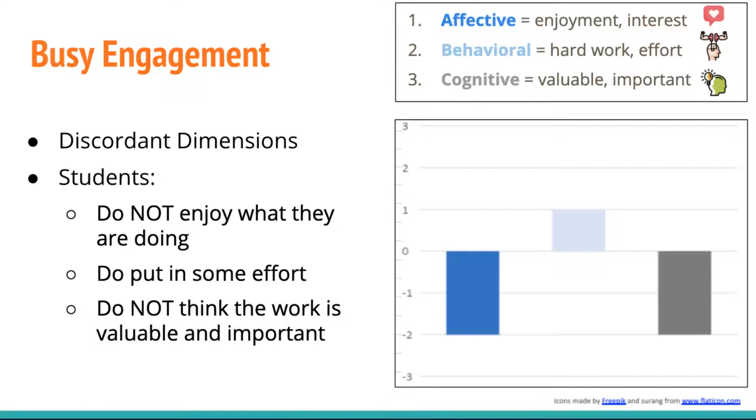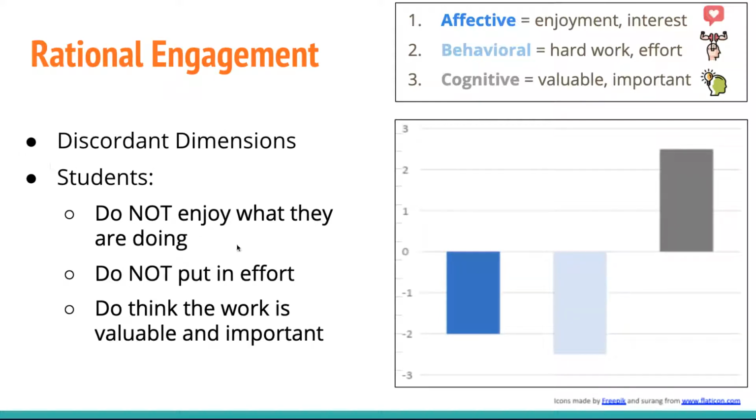And then we get into these varied combinations of profiles. So here, busy engagement, you can see the affective dimension is a bit lower, behavioral is a bit higher, and cognitive is lower again. So busy engagement would look like students not enjoying what they're doing, putting in some effort, but not thinking that the work is valuable and important. And so we call this busy because students are working, but they don't like it and they don't find it important.